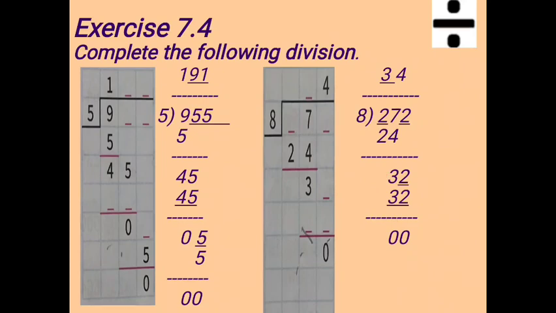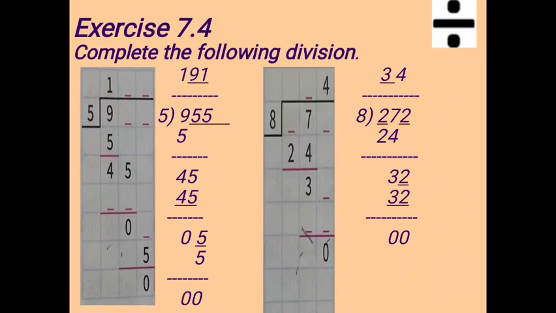Then after that, here they have given you 4 and here they have given you 3. So first think, 8 4s are 32. Just think, what will be your answer? You all know 8 4s is 32.